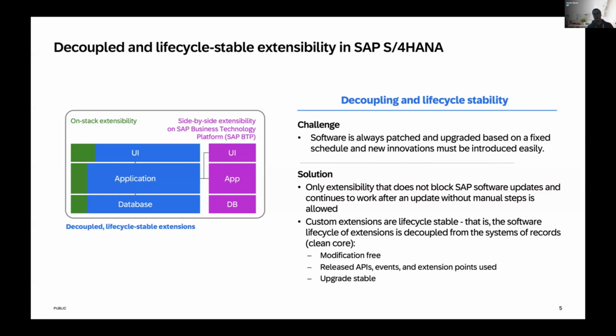And the reason is pretty simple, because the software provider wants to deliver new features, and with that needs to make sure that this is possible at any point in time. And this only works if the extensions which are done on customer side are upgrade stable, lifecycle stable. And that means on the other side that they must not have any modifications, that they should only use released APIs or extension points. And of course, the extensions itself should be upgrade stable.